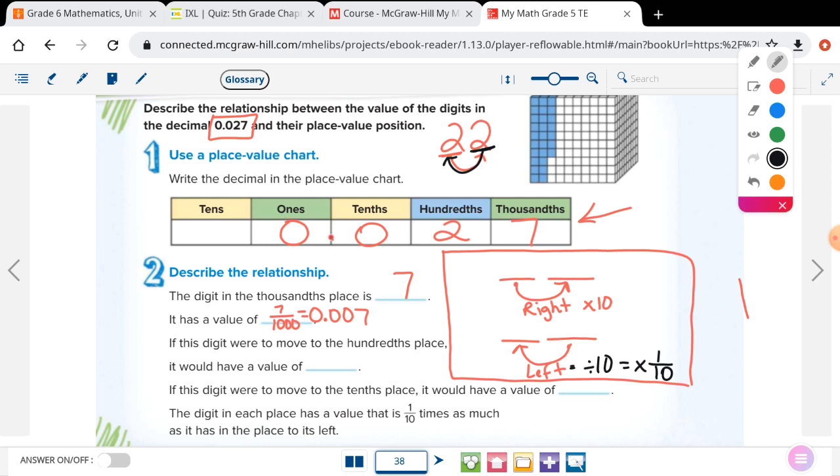So if this digit were to move to the hundredths place, so it's telling me if I took this 7 and moved it here, what would be its value? Noel? 700? 7/100ths. So 7 over 100. How do I write 7/100ths as a decimal? Madison?